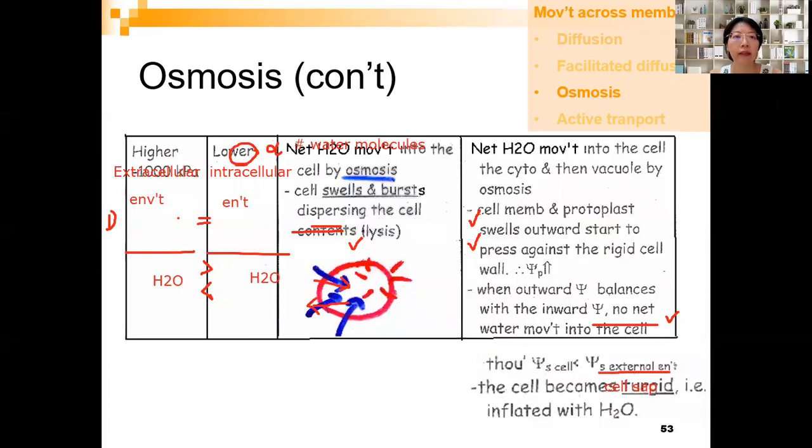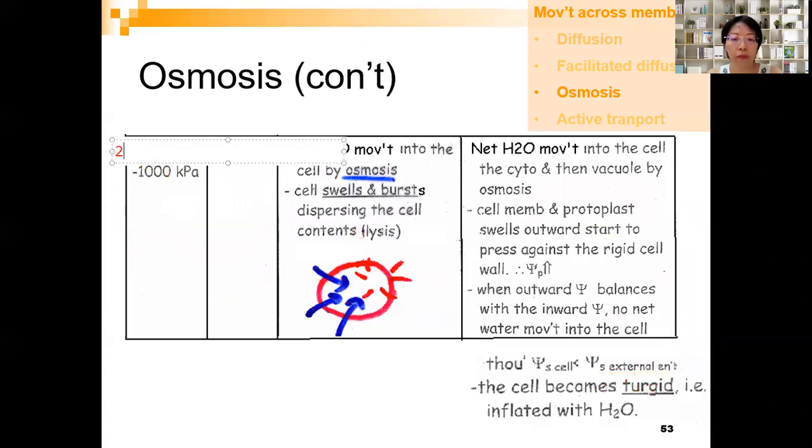Now let's look at the second case, right? Case number 2. I have changed the water potential. So the water potential in the extracellular fluid is -500 kilopascal. Intracellular fluid is -1000 kilopascal. So you read these two values, -500 versus -1000. Which one is higher?